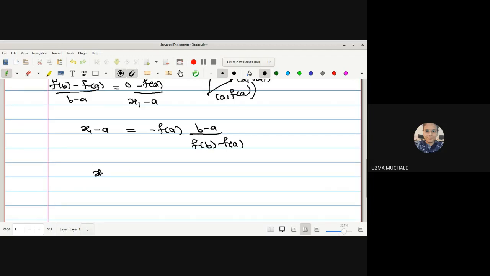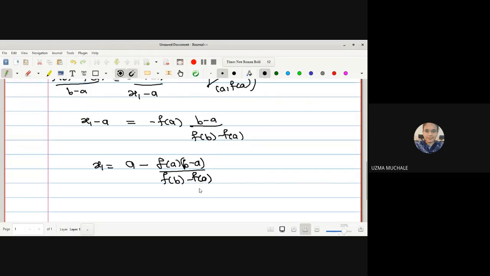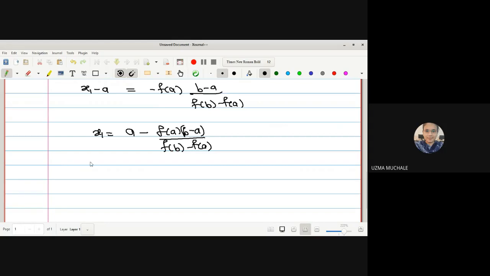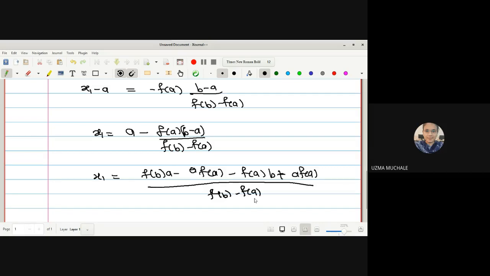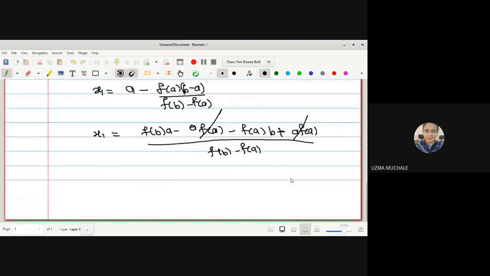Okay. So the value of x1 is equal to A plus, or we can write it again with the negative sign, minus, f of A into B minus A divided by f of B minus f of A. Okay, now if I multiply on both sides, then we can get the formula for x1 as: x1 is equal to f of B into A minus A into f of A minus f of A into B, minus minus becomes plus, A into f of A, divided by f of B minus f of A. Now these two get cancelled, plus A f of A minus A f of A, and hence we get x1 is equal to f of B into A minus f of A into B divided by f of B minus f of A. This is your equation number 2.